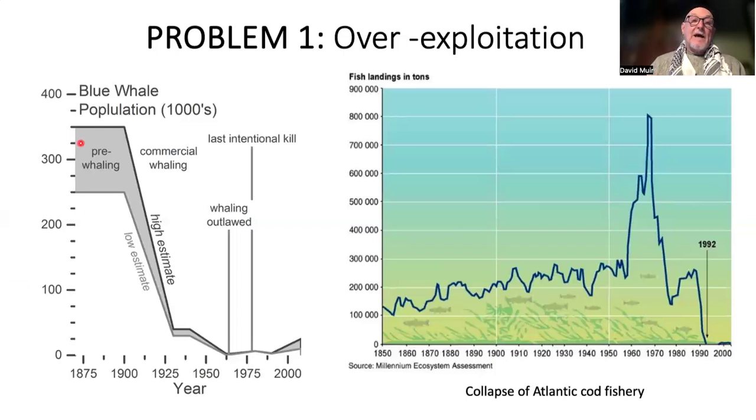And so have a look here, and you'll see in the 1800s, here's the population of blue whales. It's between 350,000 and about 250,000 worldwide. The population stays relatively stable. And the reason for that is that they were using primitive whaling methods.